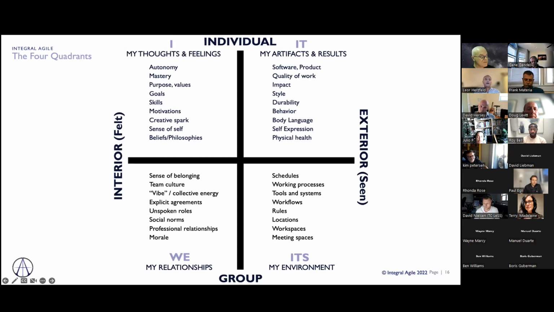And I like to think of the upper right as the printout of the other three. So the upper right are the things that we typically measure when we're talking about, is a team doing well? It's the product, the quality, the impact, things like style. From a human perspective, it's the way you're behaving, it's your body language, your self-expression. All of these things exist in the upper right.